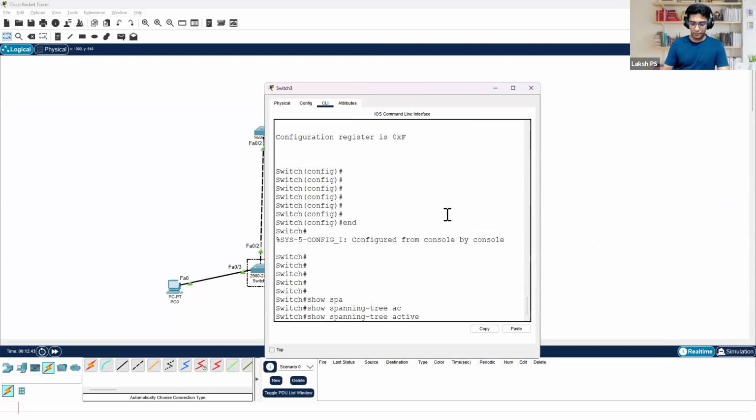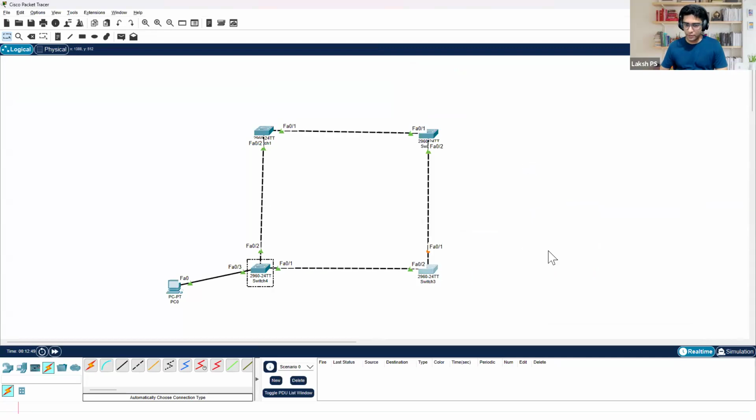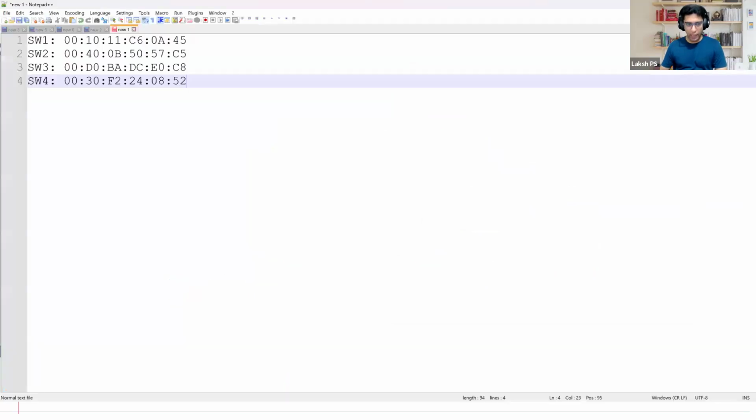Spanning tree active. Again, we'll see a default priority of 32,768. And for switch number 3, we'll see the same, or switch number 4 will also see the same priority. Now, when the priorities are tied, we look for the lower MAC address, right? So I've noted down all the MAC addresses of these switches. So let's find out which of them is the lowest MAC out of these four.